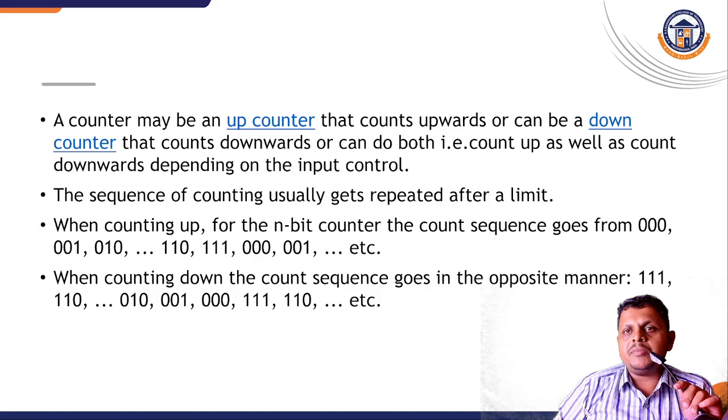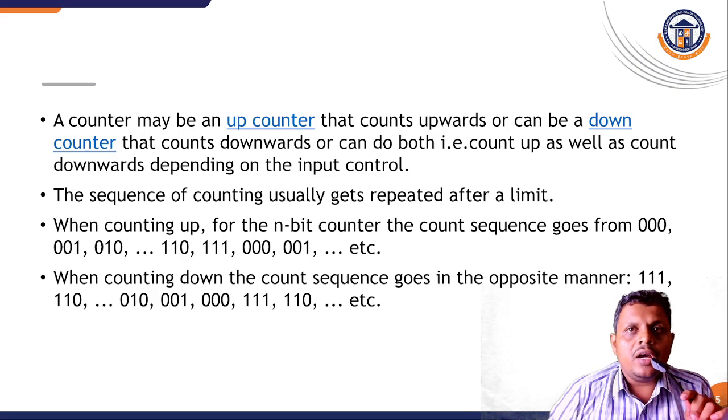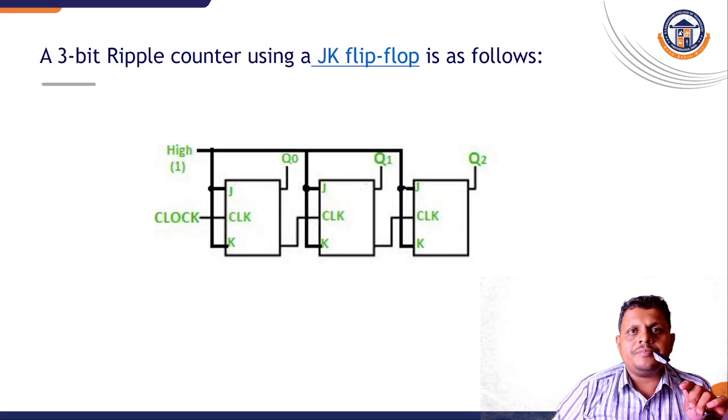Opposite manner means it goes 1 1 1, 1 1 0, and so on up to 0 0 0. Again it can perform the operation from 1 1 1, 1 1 0 down to 0 0 0, in a sequencing manner. So this is the difference between up counter and down counter.